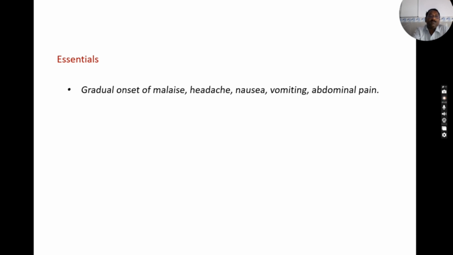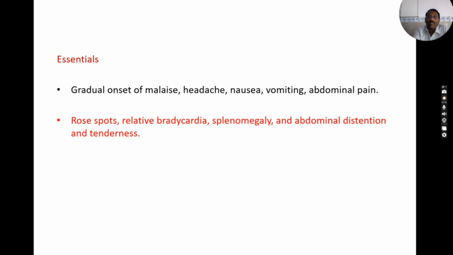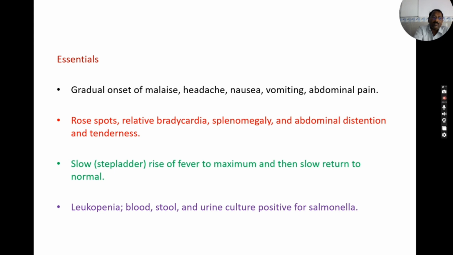So finally, gradual onset of malaise, headache, nausea, vomiting, abdominal pain, rose spots, relative bradycardia, splenomegaly, abdominal distension and tenderness, step ladder rise of the fever to the maximum and then slow return to normal, leukopenia, blood and stool and urine cultures positive for Salmonella. So this is the final picture of your typhoid fever. Some symptoms, some signs, okay, then the diagnosis by the cultures.